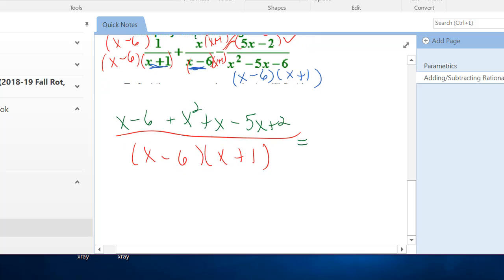Okay, now what? Now we're going to look for like terms. x squared seems to stand on its own. I have plus x minus 5x. And then I have a minus 6 and a plus 2.